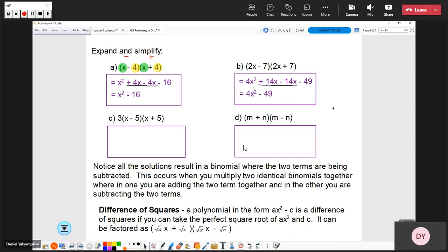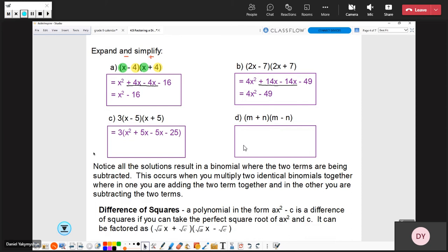Okay, this one's a little bit different. It's got a 3 out front of it, but it still follows the same kind of pattern with the factors here. First term is x, second term is 5, one with a minus, one with a plus. Let's go ahead and do this one. I guess I saved the 3 for the end here. I just FOILed it. x squared plus 5x minus 25.